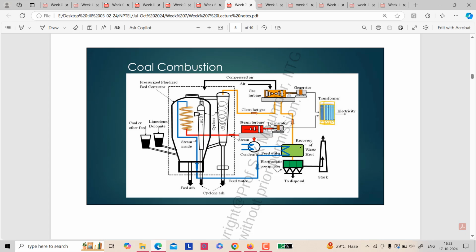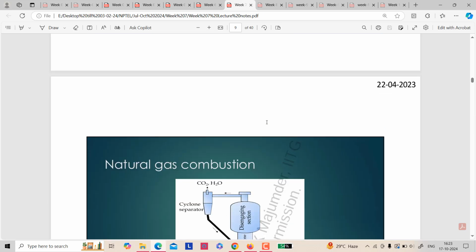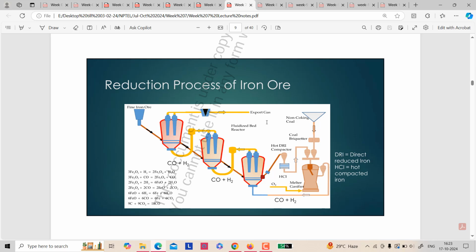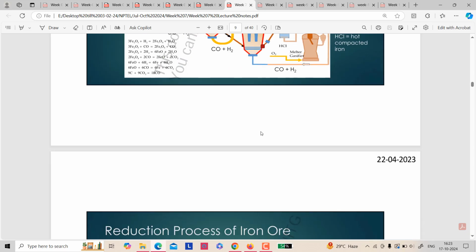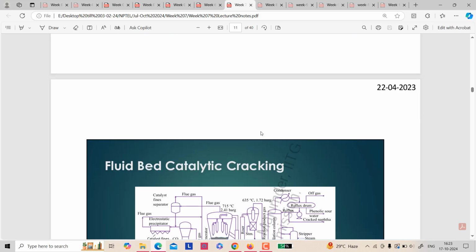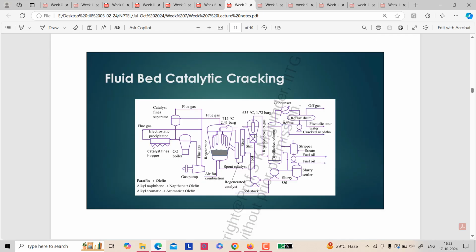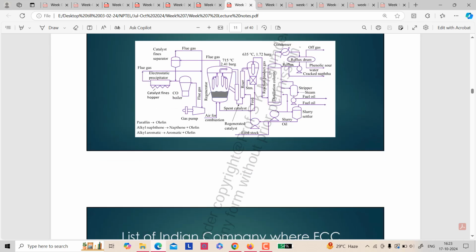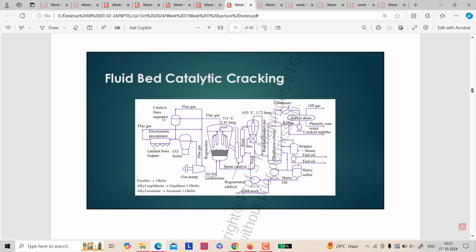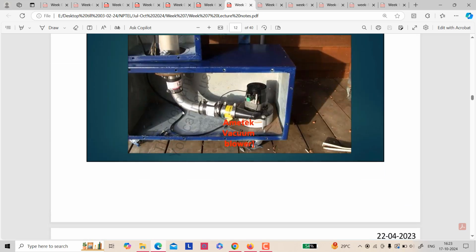So these are some of the commercial applications. In coal combustion it is used. Chlorination of uranium oxide it is used. Natural gas combustion it is used. Reduction process of iron ore it is used. So these are the gas solid liquid reactions of the fluidized bed. In catalytic cracking, fluid bed is used. So you can see this.